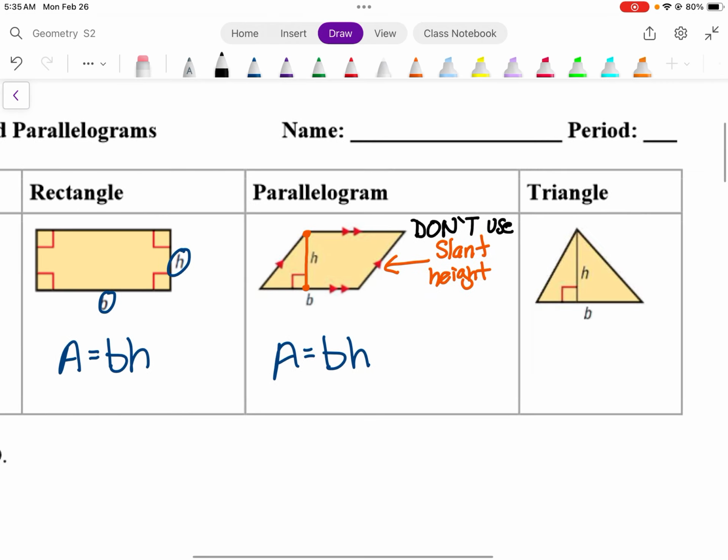Okay. And then lastly, we have our triangle, which area of a triangle is 1/2 the length of the base times the height. And again, this one we're using the vertical height, not the slant height.